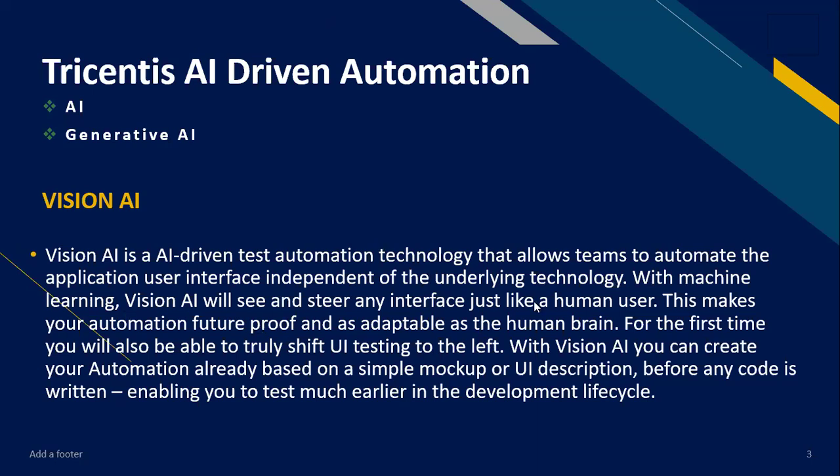So this Vision AI is developed with machine learning and AI-driven technologies, deep learning and machine learning, and some generative AI technologies were also added here. So Vision AI will steer any interface just like a human user. We are all humans, and we can read any application very easily, right? In a similar way, Vision AI also steers any application. Steering is nothing but accessing the application, just like a human interface. This makes your automation future proof and adaptable, like a human brain. It works similarly to our brain.